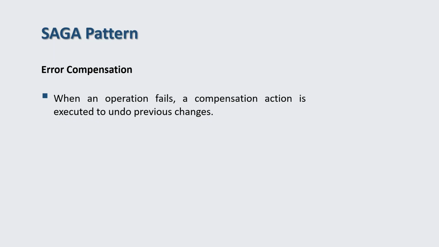Compensation in case of error. When an operation fails, a compensation action is executed to undo the previous changes. For example, if the payment fails, then the order is cancelled. This pattern guarantees eventual consistency and is ideal for distributed systems that cannot rely on ACID transactions.